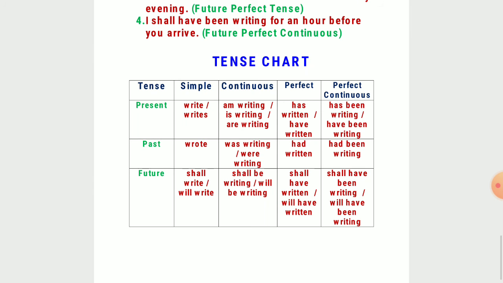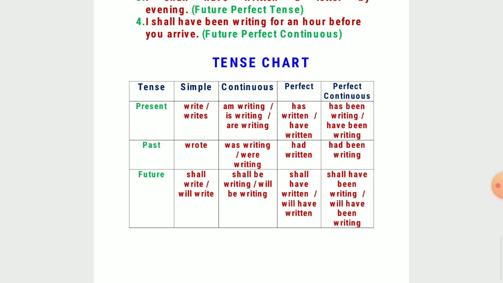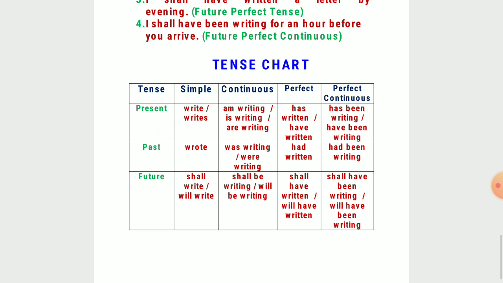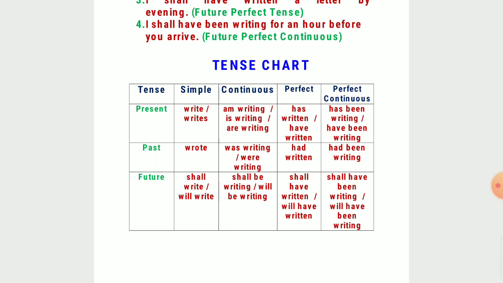And now there is one more, the last one, future. Simple future, it will be shall write or will write. Now future continuous, it will be shall be writing or will be writing. Future perfect, shall have written, will have written. Future perfect continuous, shall have been writing or will have been writing. Very important. So let me just clarify this tense chart once again for your convenience.